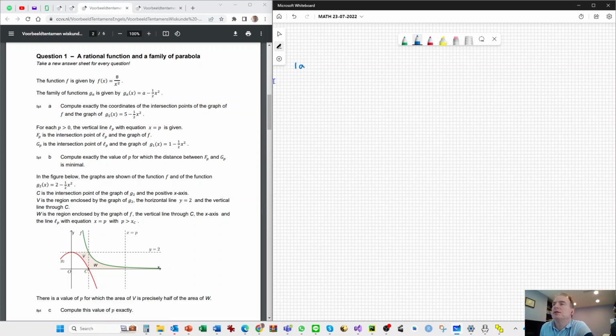Okay, so we just have to set them equal. We need to set f of x equal to g5 of x and see at what point x that will happen. So that means that 8 divided by x squared has to be equal to 5 minus 1/2 x squared.